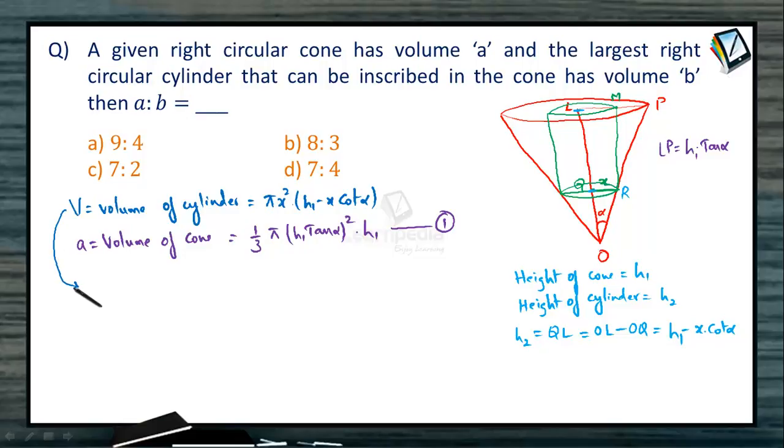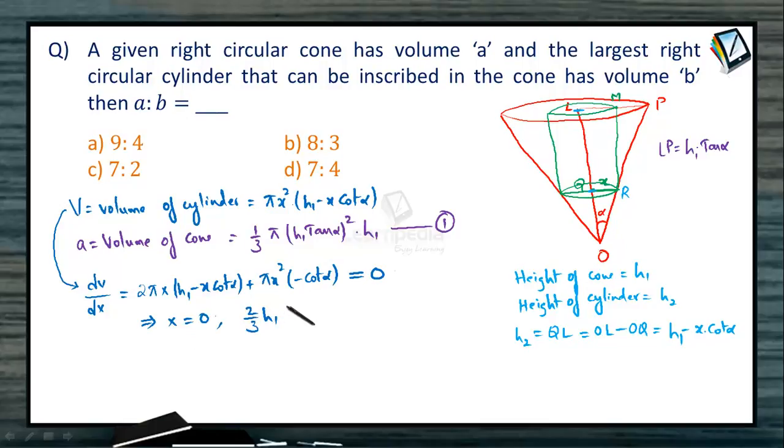Now let's consider again the equation in V and consider what dV by dx is. dV by dx is 2 pi x times H1 minus x cot alpha plus pi x square times the derivative of x cot alpha, that is minus cot alpha. Now for the maximum or minimum, this dV by dx must be 0. When will this dV by dx become 0? When x is 0 or 2 by 3 times H1 tan alpha. Now when x becomes 0, the cylinder becomes a straight line, so x cannot be 0. So the only possibility of maximum or minimum is 2/3 of H1 into tan alpha.